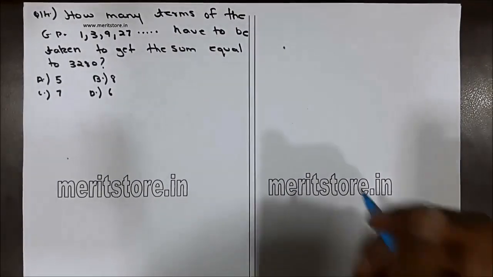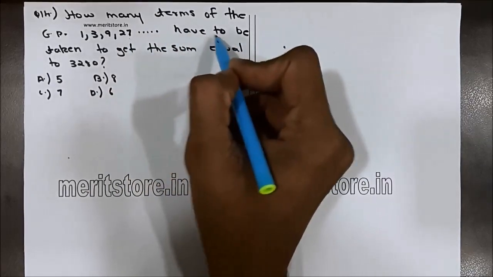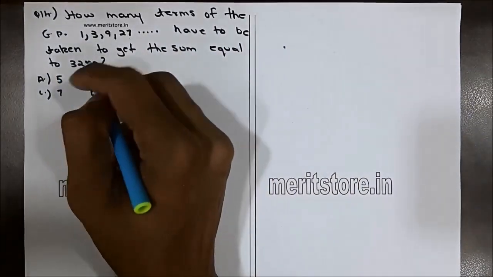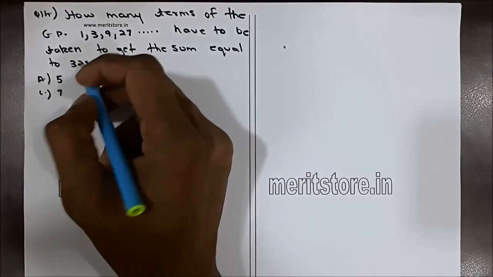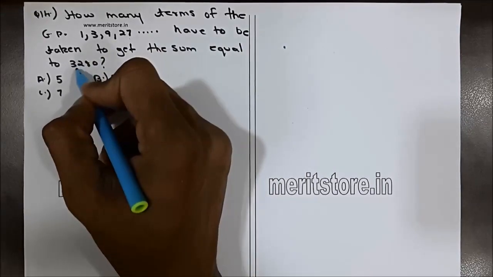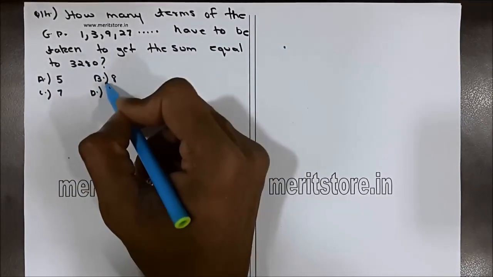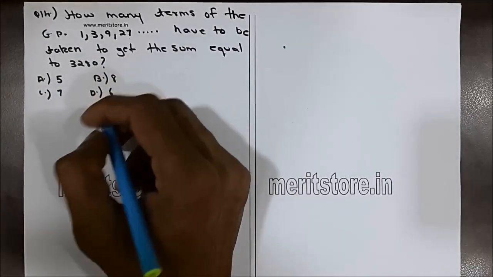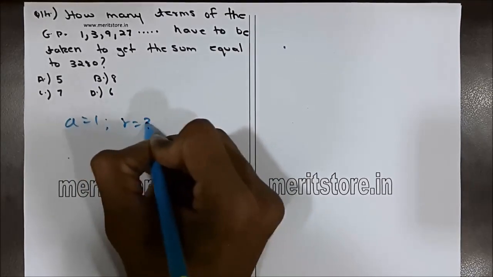Question 14. How many terms of the GP, that is 1, 3, 9, 27, have to be taken to get the sum equal to 3280? Therefore we have 4 options: A 5, B 8, C 7, D 6. We have a is equal to 1 and r is equal to 3.